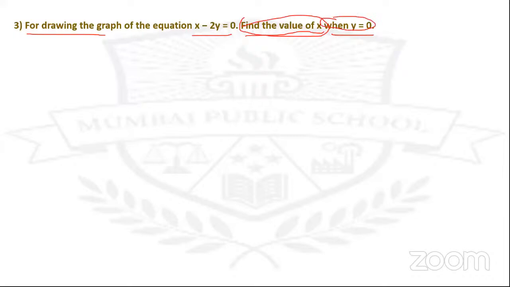Here what I'm going to do is, check, you're going to substitute y equals 0. Understand? You're going to substitute y equals 0. So once you substitute y equals 0, understand what you're going to get? x minus 2 into 0 equals 0. So 2 into 0, you know, it's 0. So value of x is 0. Therefore, value of x is equal to 0.